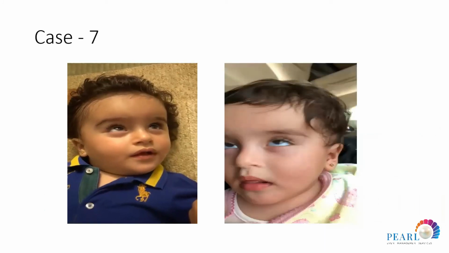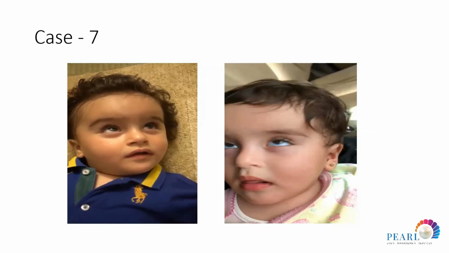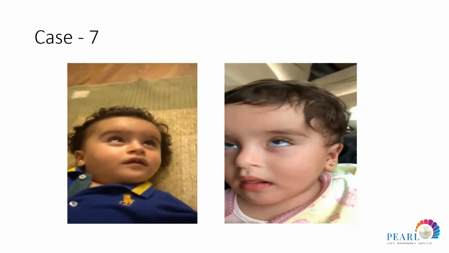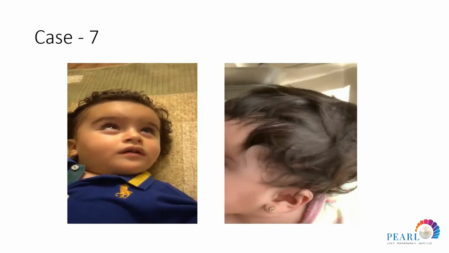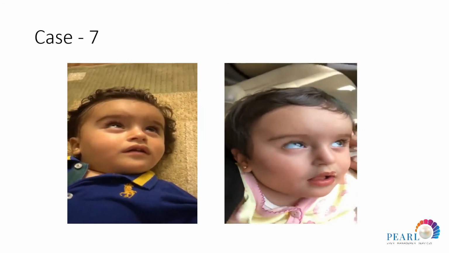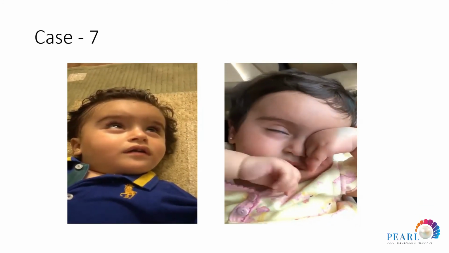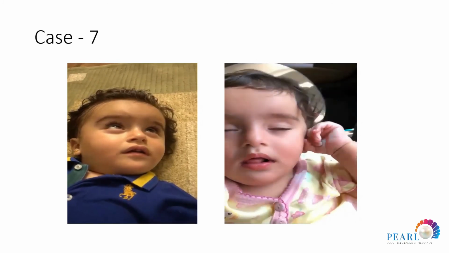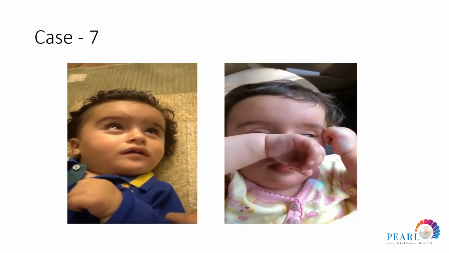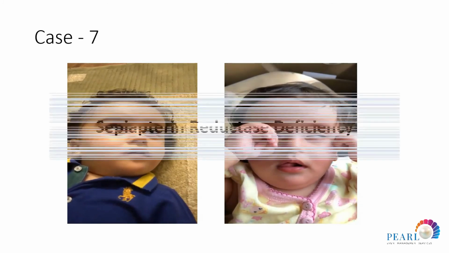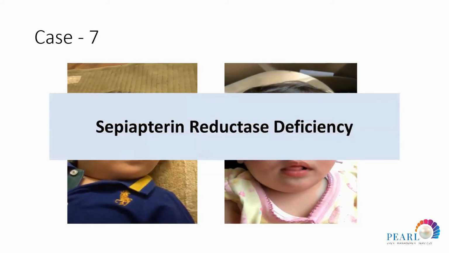This is a patient, a small girl, Fajr. She presented to my clinic because of these abnormal movements. She was having frequent oculogyric crisis and axial hypotonia, and she was tried on multiple anti-epileptic medications. This patient was found to have severe sepiapterin reductase deficiency.